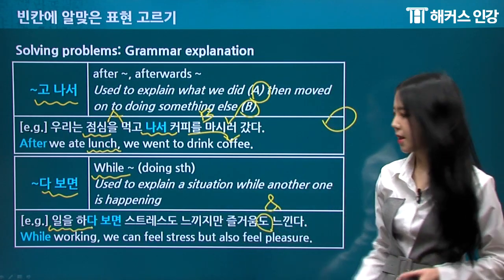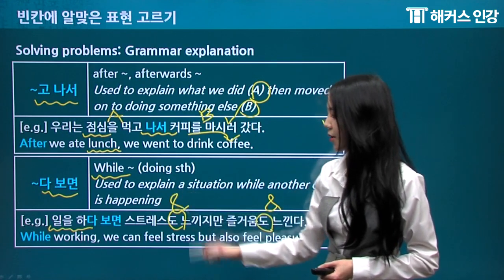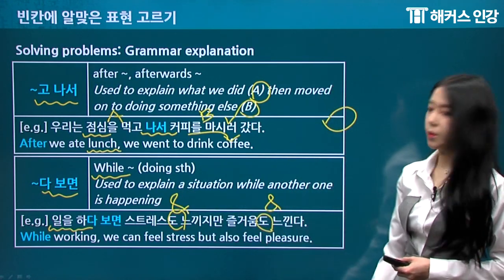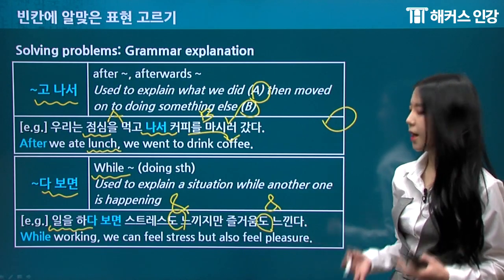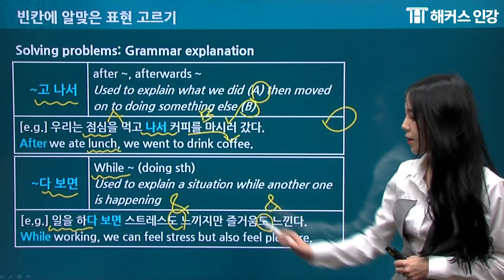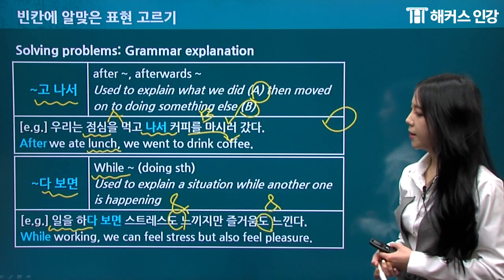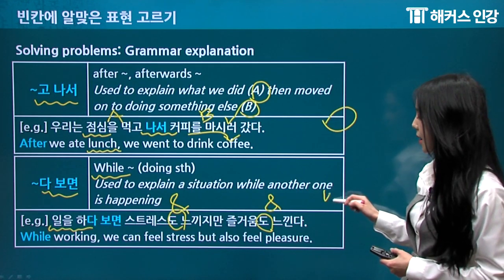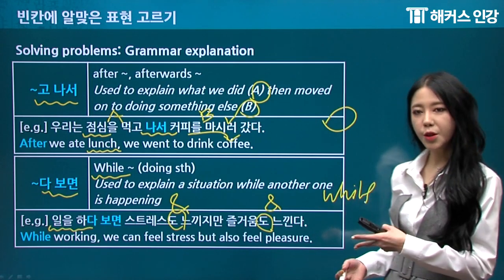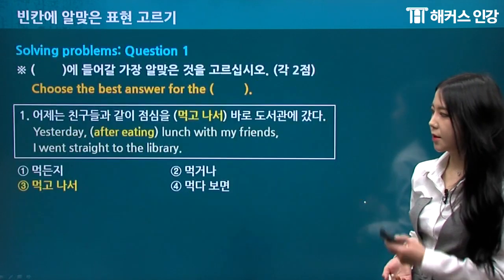스트레스 means stress. 스트레스도 느끼지만, I feel stress, I get a lot of stress. But also, 즐거움도 느낀다, I also feel joy, happiness. So if we translate this, it means while working, we can feel stress, but also feel pleasure or joy. This is just while. It is a little bit closer than option 1 or 2, but it's talking about while, not after. So this doesn't really seem like the right answer.